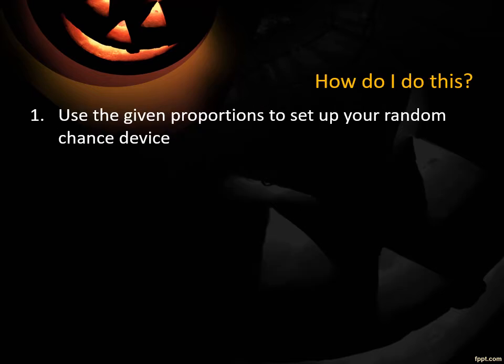So now the question is, how do I do this? Let's go back to step 1. Step 1, I need to set up my random chance device. So I need to use the proportions that were given to me to set up my random chance device. For example, when we played the 1 in 6 game, we used a die because we needed 1 to be the winner and 5 options to be the losers. So we decided that we would roll a die. 6 would be the winner, 1 through 5 would be the losers. That would represent the proportions given, or likelihood of winning.